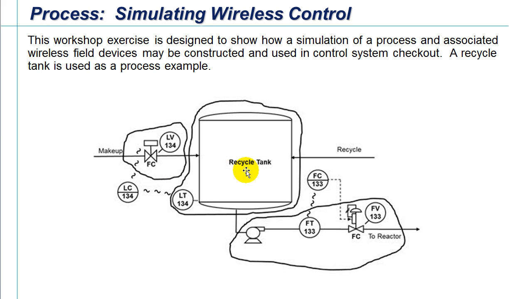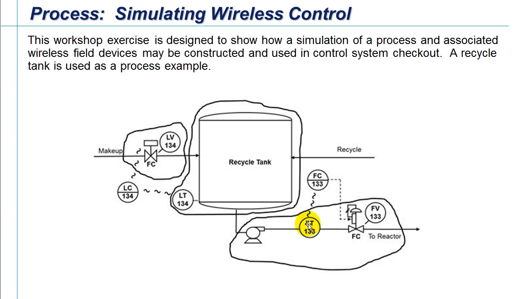In this exercise, then, we're simulating a recycle tank in which the inlet flow to the tank is a makeup that is adjusted with an on-off wireless valve, so the control is adjusting that based upon a wireless level measurement. The other input to our tank is a recycle flow that's an unmeasured disturbance to our process. The output of our flow is regulated through a wired throttling valve.